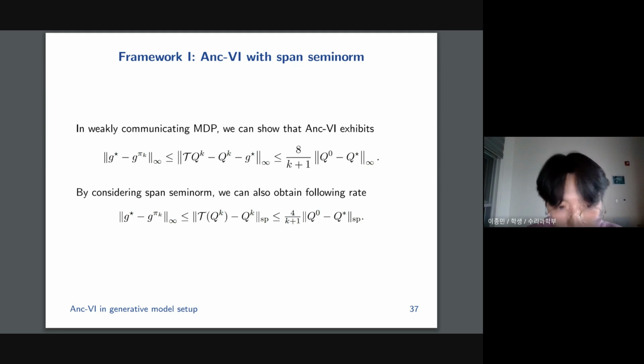The important difference between the span semi-norm and the L infinity norm is that in the span semi-norm, we don't need G star anymore to compute the Bellman error. So in the span semi-norm of TQk minus Qk, there is no G star. This computability of the Bellman error makes our method no longer require prior knowledge, and I will clarify this in a later slide.